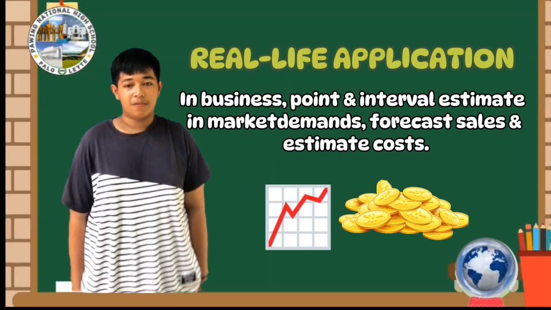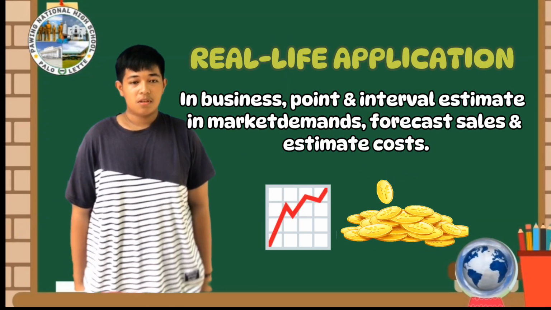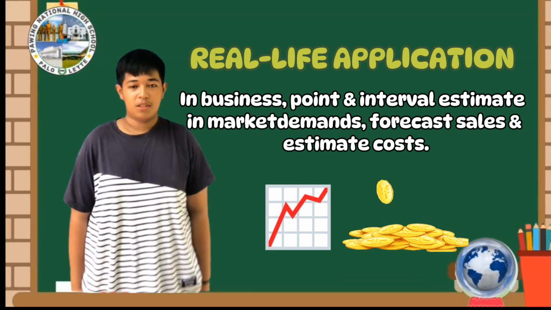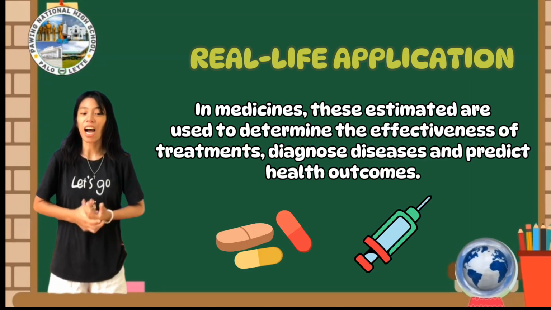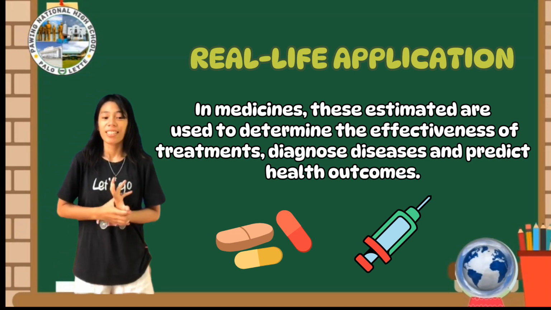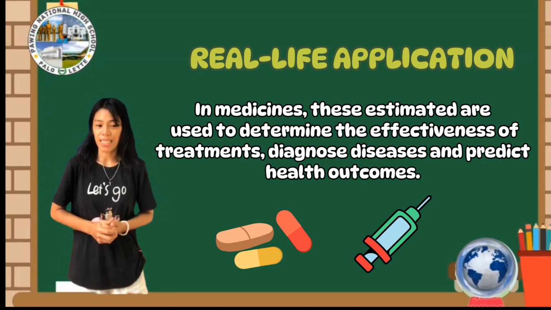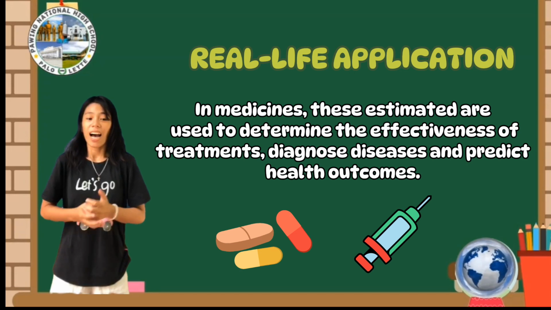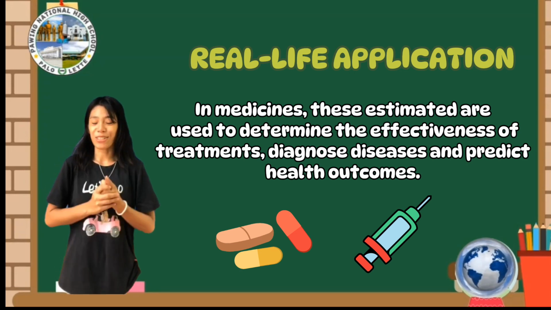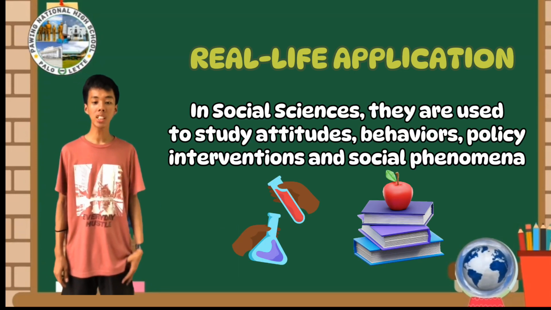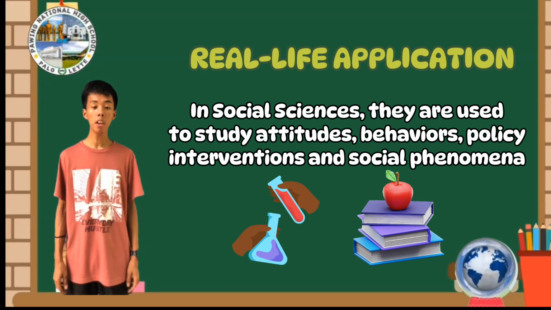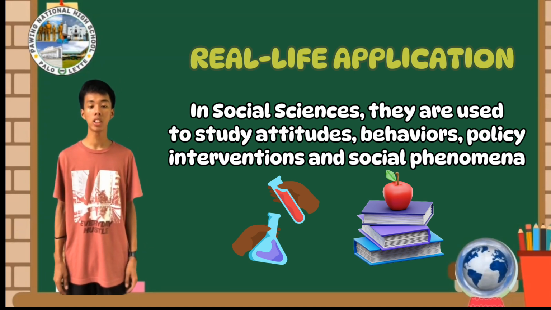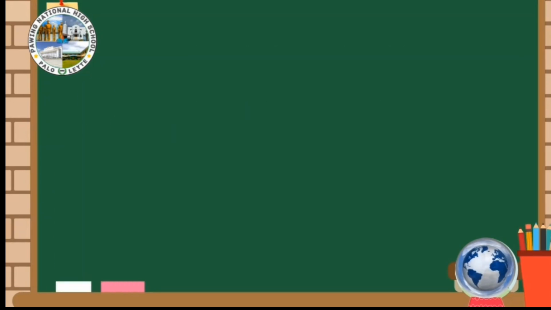So, here's the real-life application of how we will adapt the point and interval estimate. For instance, in business, point and interval estimates are used to estimate market demands, forecast sales and estimate costs. In medicine, these estimates are used to determine the effectiveness of treatments, diagnose disease, and predict health outcomes. In social sciences, they are used to study attitudes, behaviors, policy interventions, and social phenomena.